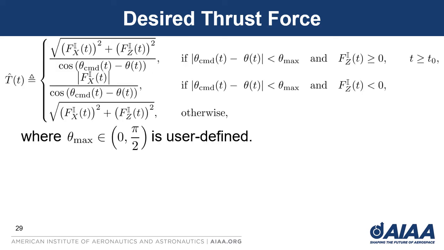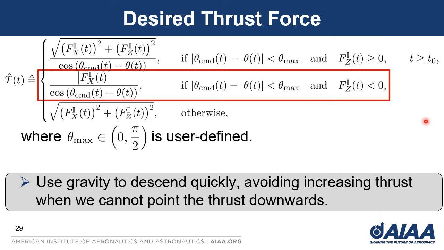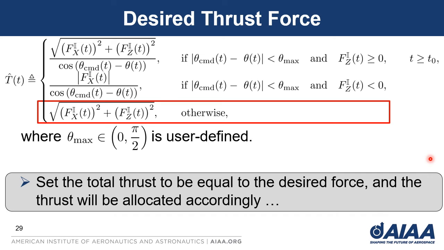So we propose the approximation of the total thrust force as shown here, where theta max is user defined. In the first case, we project the desired force onto the body reference frame. In the second case, we use gravity to descend quickly whenever Fc is negative. And in the third case, which captures when the orientation of the vehicle is not close enough to the desired orientation, where close enough is captured by theta max, we set T hat to a default value.